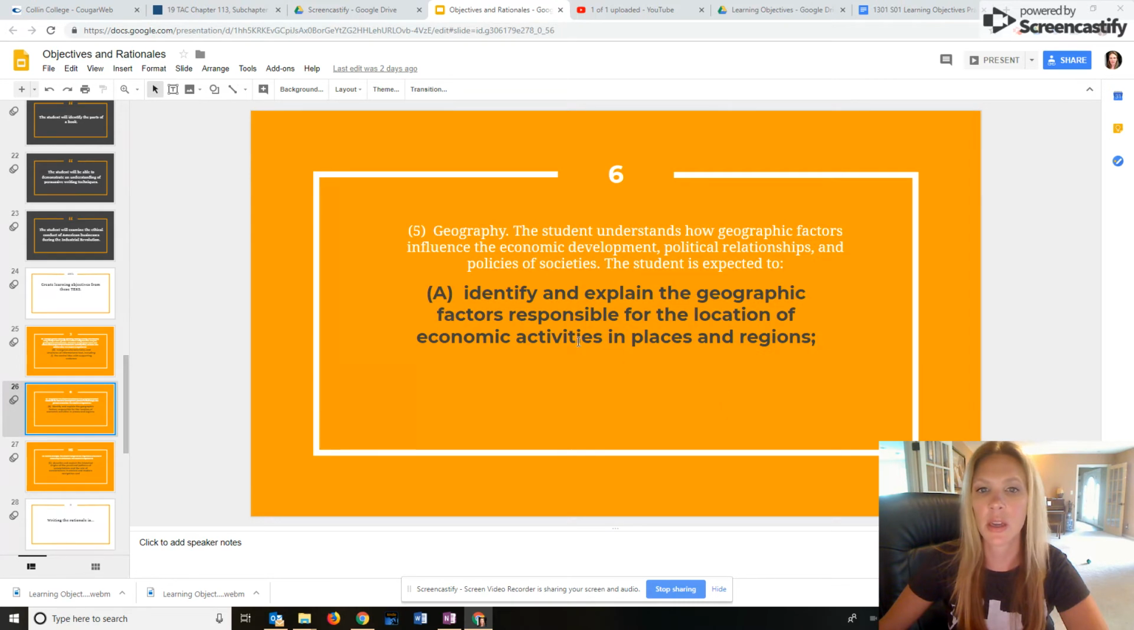Going to the next one, here's a 6th grade TEK about geography. In this TEK, we have to identify and explain the geographic factors responsible for the location of economic activities in places and regions. That's a mouthful. We have to figure out what those geographic factors are, maybe what location, and we have to narrow down between identify and explain.